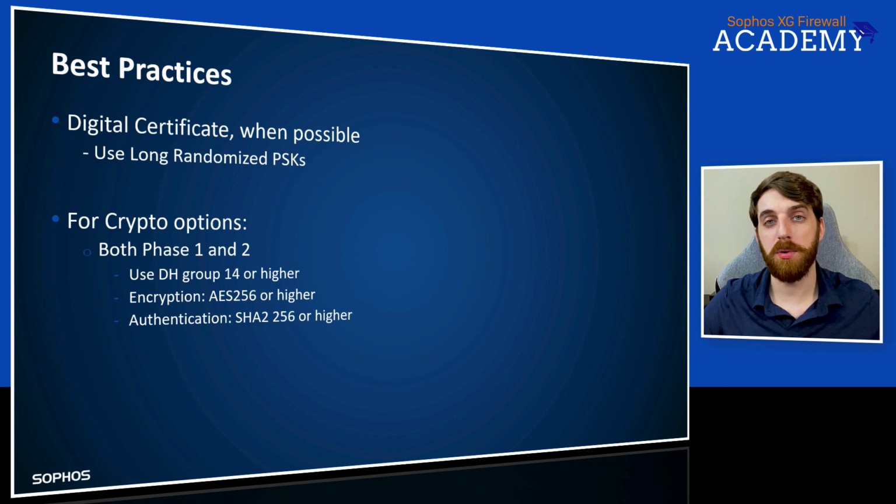On the XG Firewall, it will tell you when it is suggested to use a higher level. This goes with the encryption and authentication as well. For encryption, we consider AES-256 or higher to be pretty secure while ensuring performance. Same thing with authentication. SHA-2 256 or higher is really good as well.